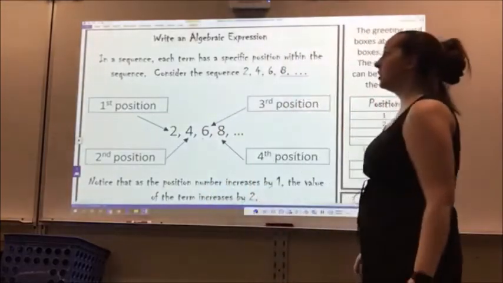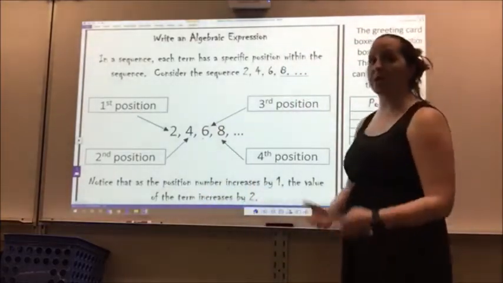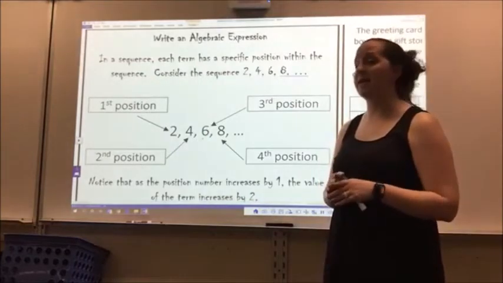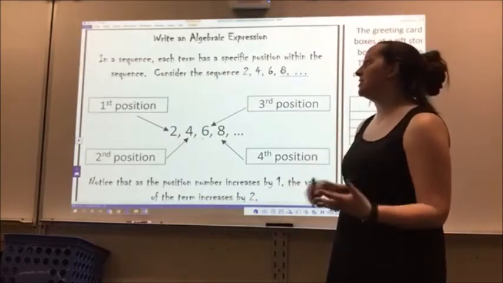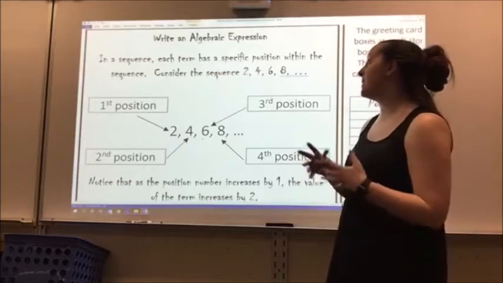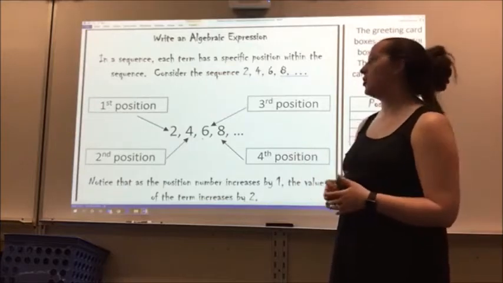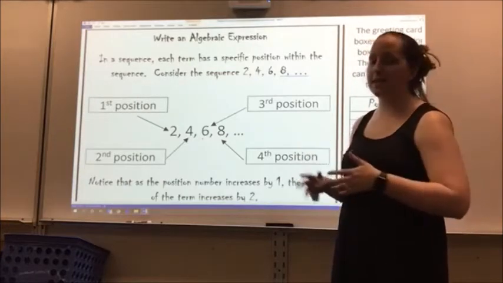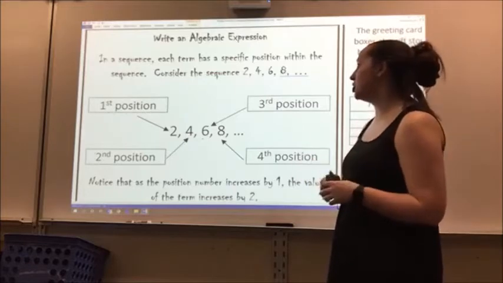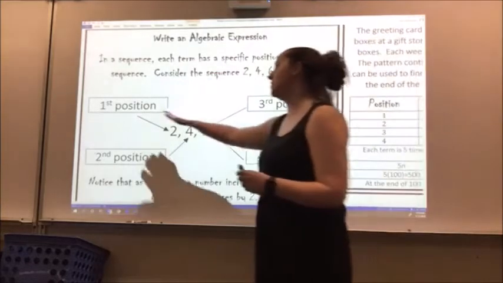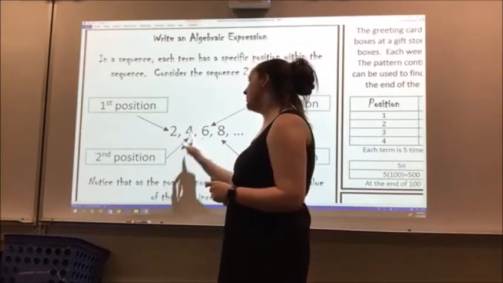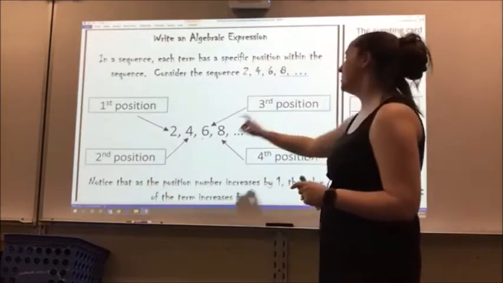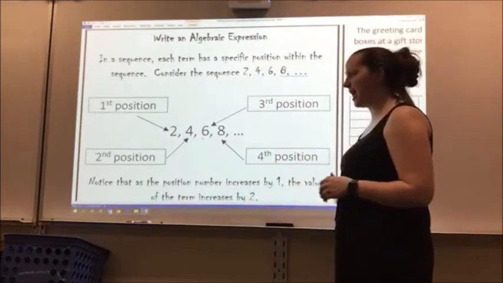All right, we've talked a little bit about writing an algebraic expression. We actually talked about this a little bit last lesson. So in a sequence, each term has a specific position within a sequence. So consider the sequence 2, 4, 6, 8. You're going up by 2 each time. So my first position was a 2. My second position is 4. My third position is a 6. And my fourth position is an 8.